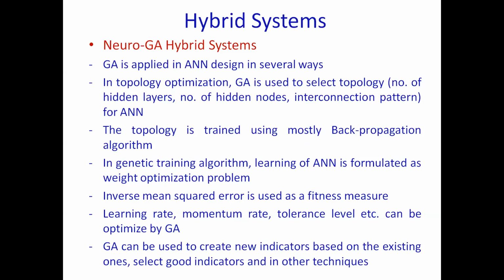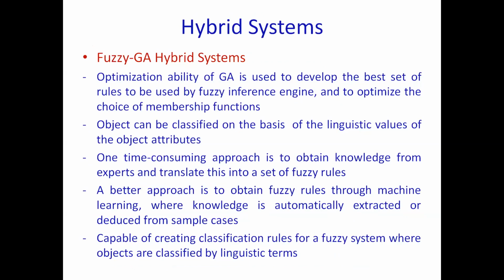Now coming to the third hybrid system, which is the last one, called fuzzy GA hybrid systems. Now the optimization abilities of genetic algorithms are used to develop the best set of rules to be used by a fuzzy inference engine and to optimize the choice of membership functions. A particular use of genetic algorithms is in fuzzy classification systems, where an object is classified on the basis of linguistic variables or linguistic values of the object attributes.